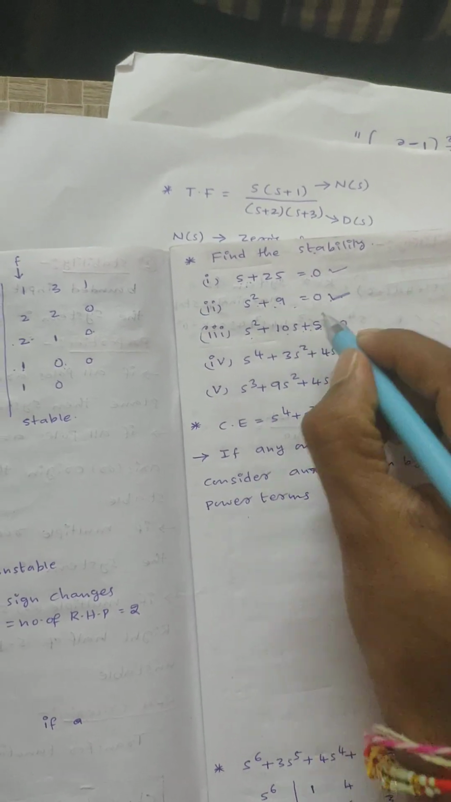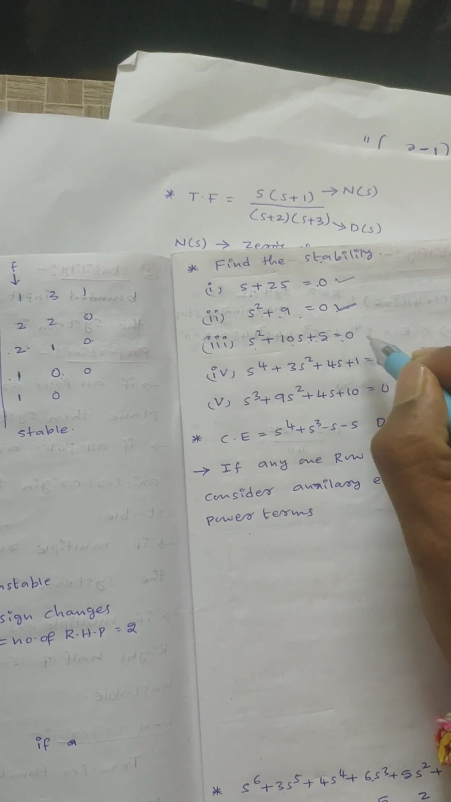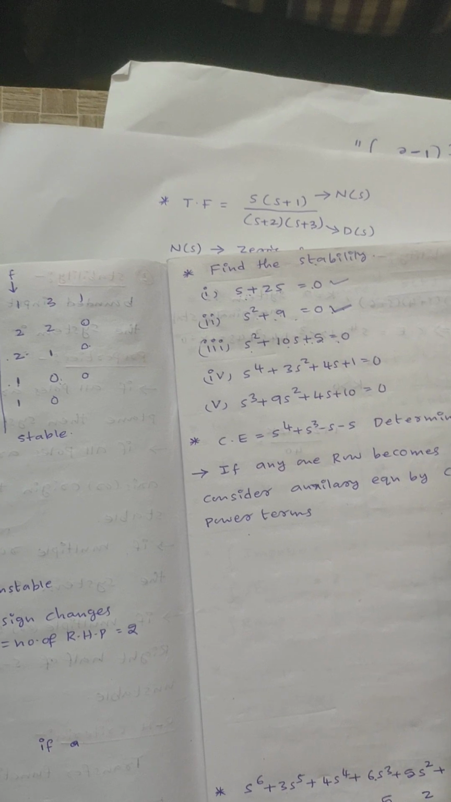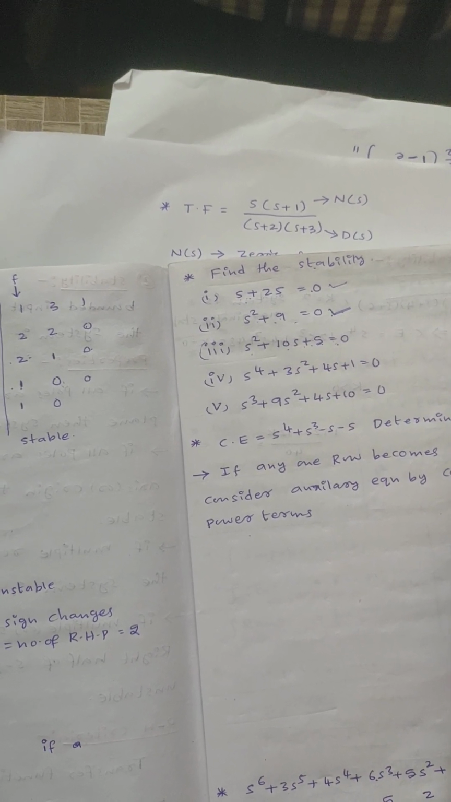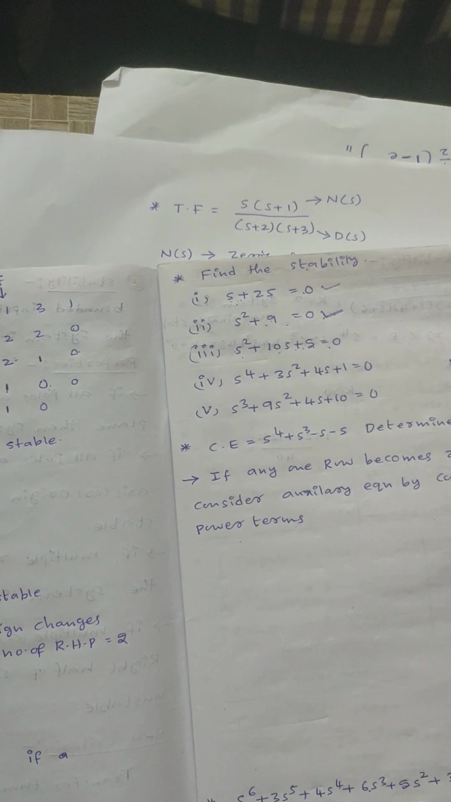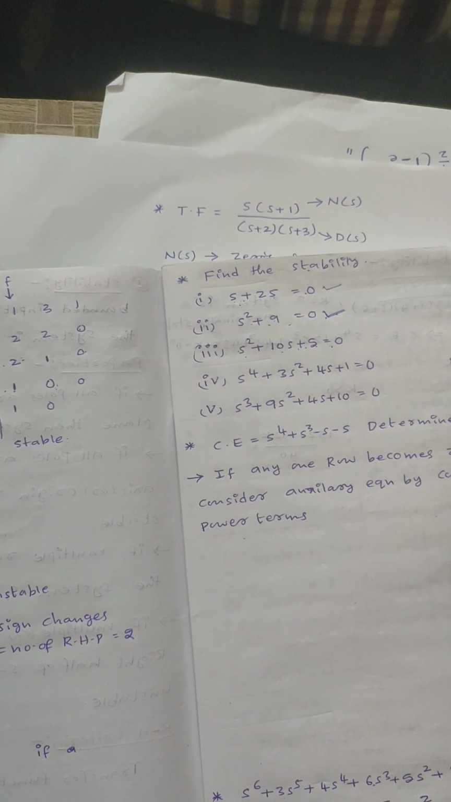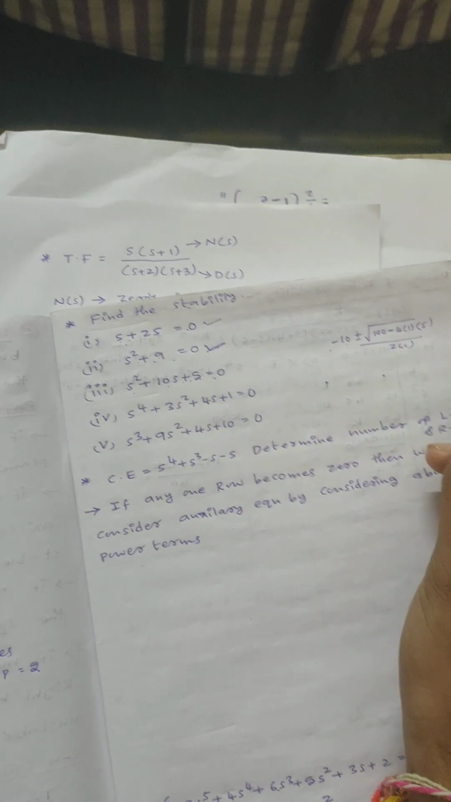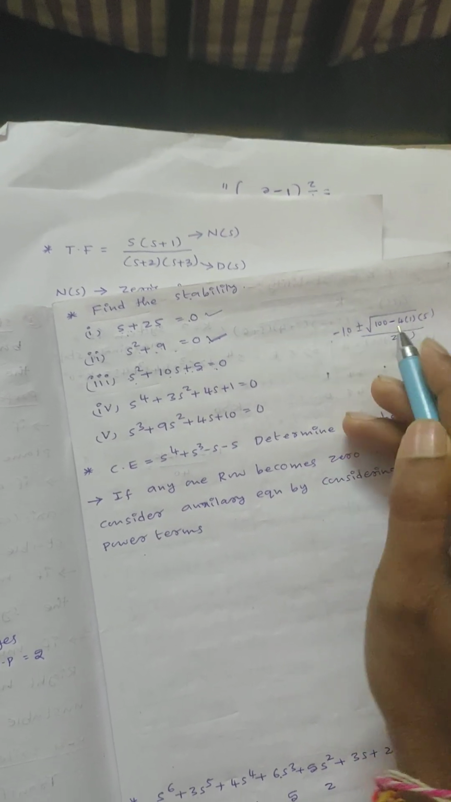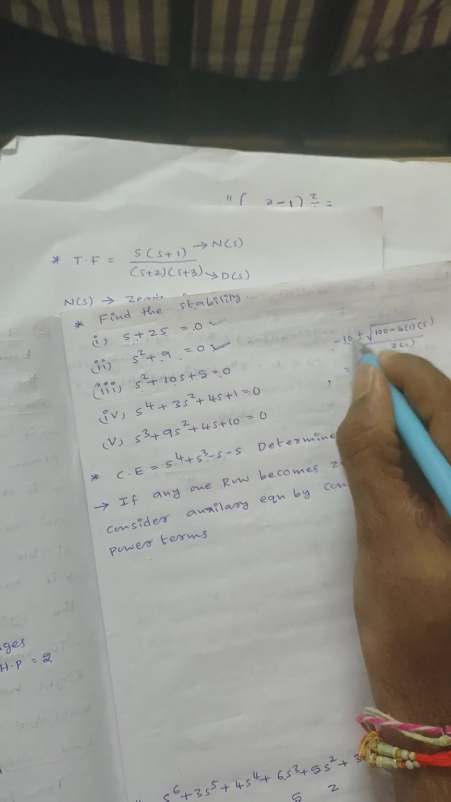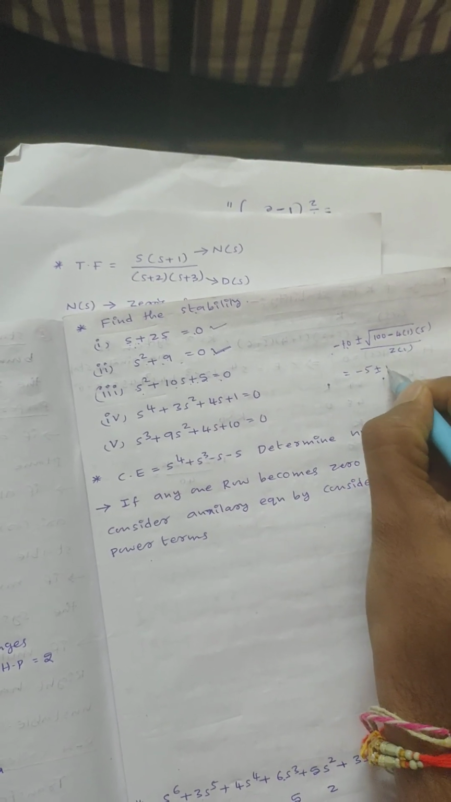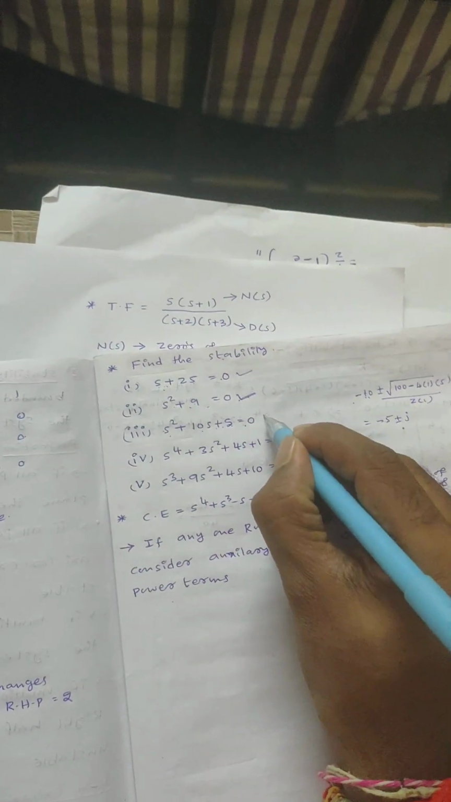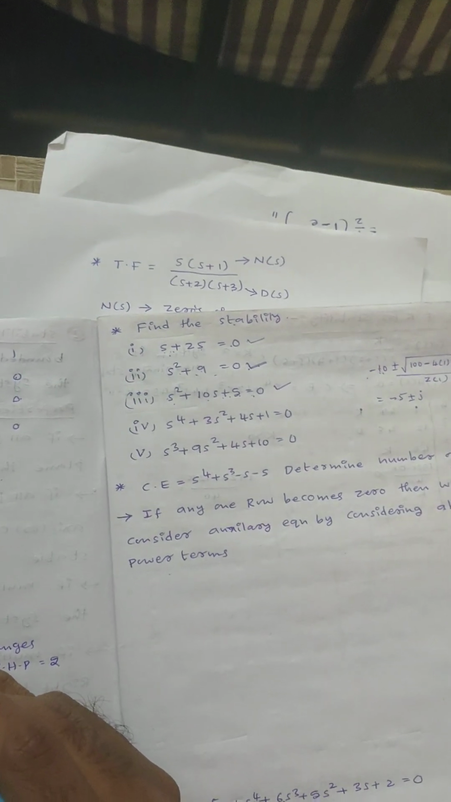Next, s square plus 10s plus 5 equals 0. If we calculate roots, minus b plus or minus under root b square minus 4ac by 2a. That is minus 10 plus or minus under root 10 square 100 minus 4 into 1 into 5, by 2 into a value 1. That means approximately minus something plus or minus j into some value. For example, assume minus 10 by 2, that is minus 5 plus or minus j something. This means this minus 5 value is located on the left half of the s plane. Hence it is also a stable system.